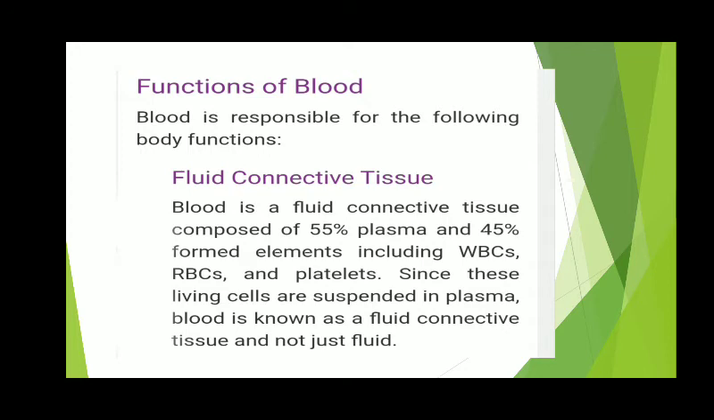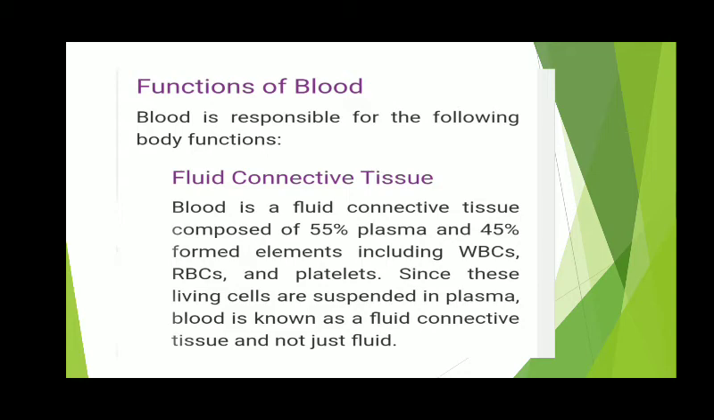Blood has three main functions in our body. First, transport of substances like respiratory gases, oxygen and carbon dioxide, digested food or nutrients, waste products, hormones, enzymes, ions from one part of body to the other. It helps in protection against disease. It also helps in regulation of body temperature.